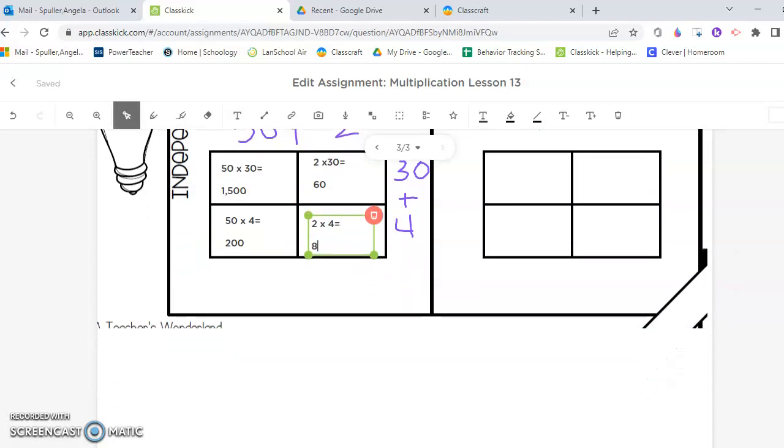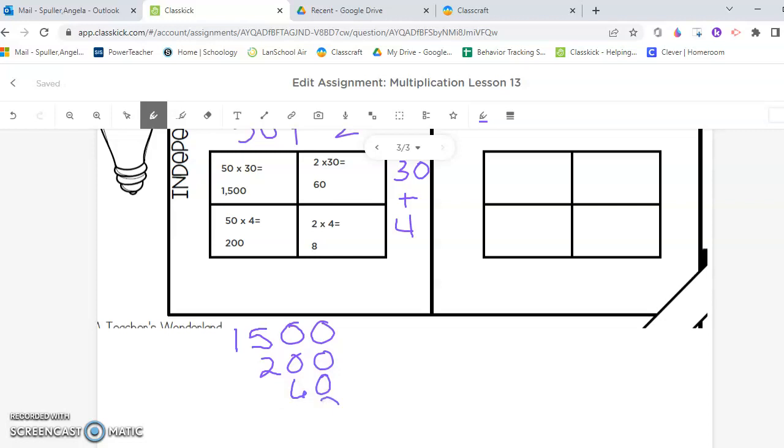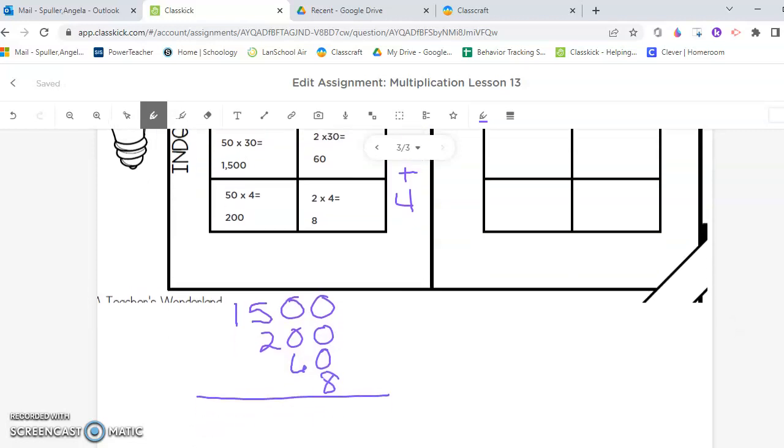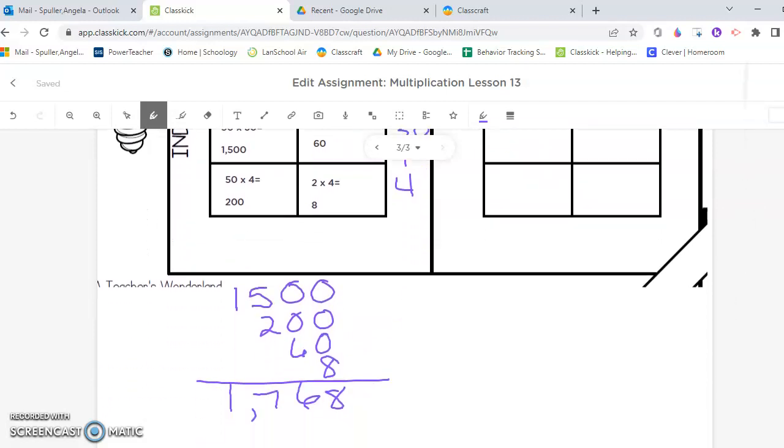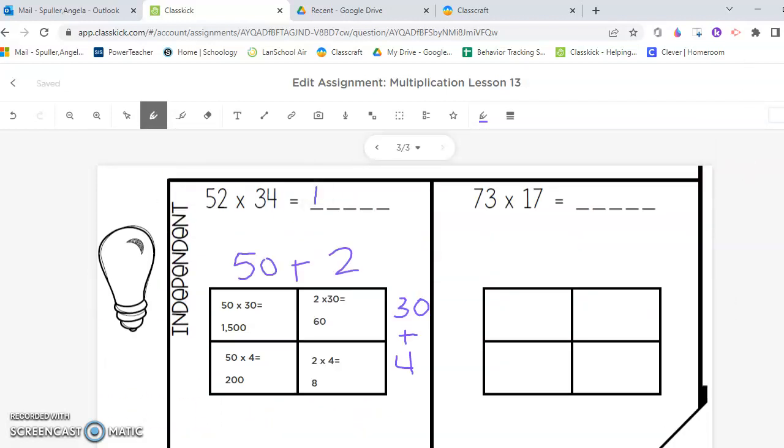Adding them up now. We have 1,500 plus 200 plus 60 plus 8. This isn't too hard to do. 8, 6, 7, 1. So my answer for this is 1,768. Great job. Okay, for the next one, you should have done 70 plus 3 and 10 plus 7.